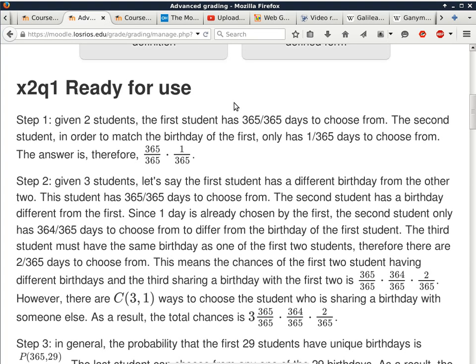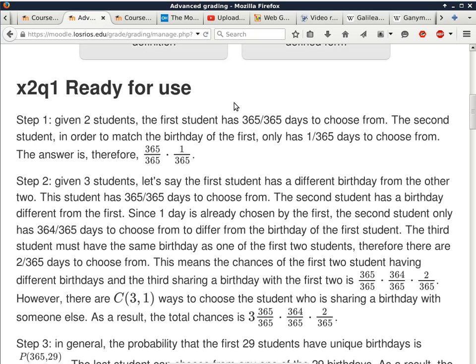Step 1 was, if I give you a class of only 2 students, I want to know the chances of both students having exactly the same birthday. And I'm assuming that each year only has 365 days, so I'm not taking into consideration leap days, leap years, and so on and so forth. So what are the chances that 2 students in a class of exactly 2 students have exactly the same birthday?